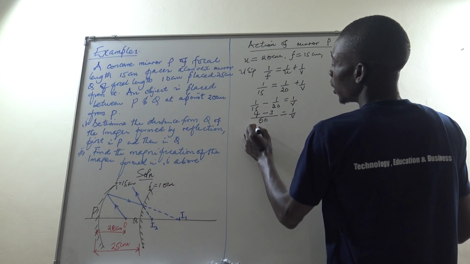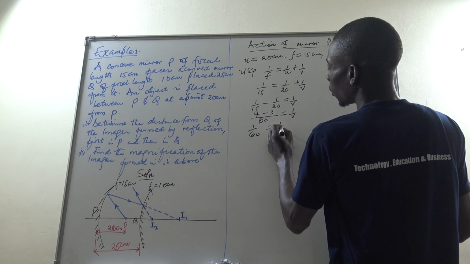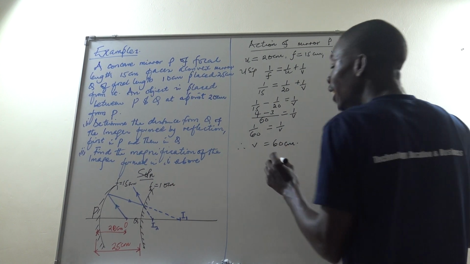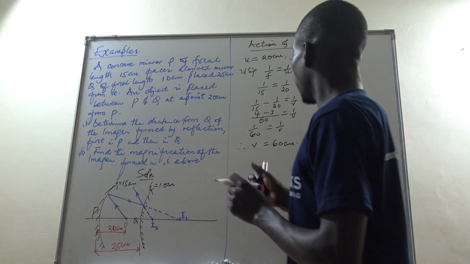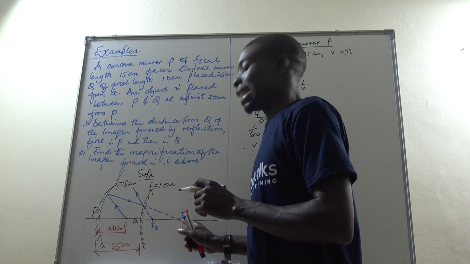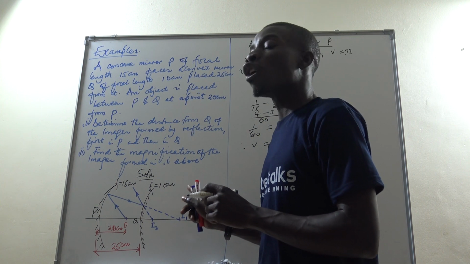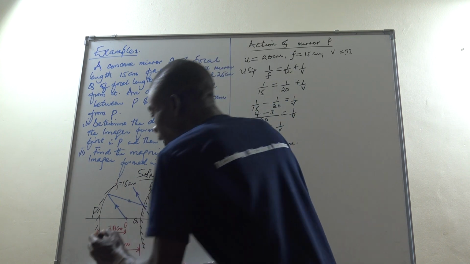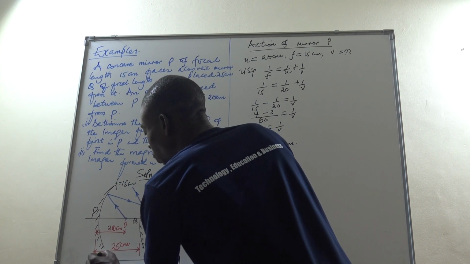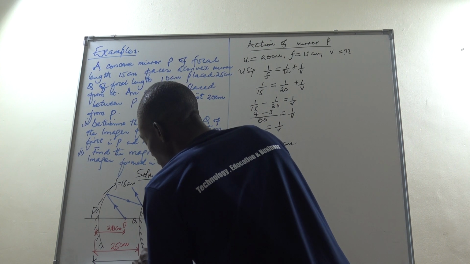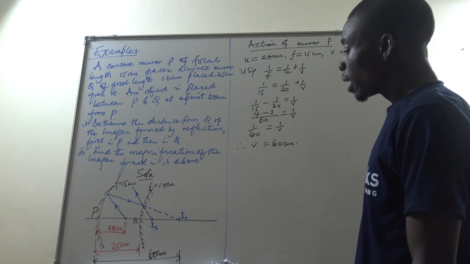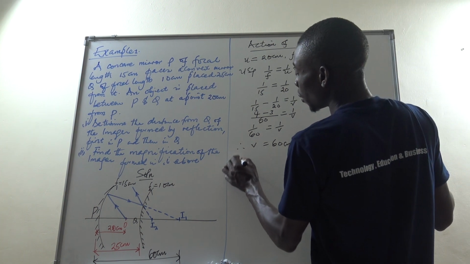1 out of V, that is 1 out of 60 equaling to 1 out of V. Therefore, V equals 60. So that means this object is going to have its image I1 at 60, and that is only true in the absence of the second mirror. So the distance from here up to where this image I1 is supposed to be is 60 centimeters. Is that okay?